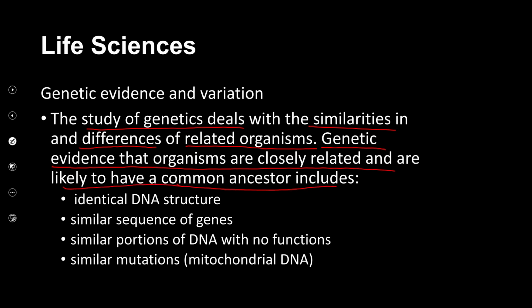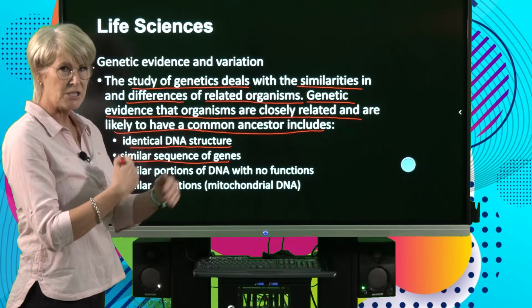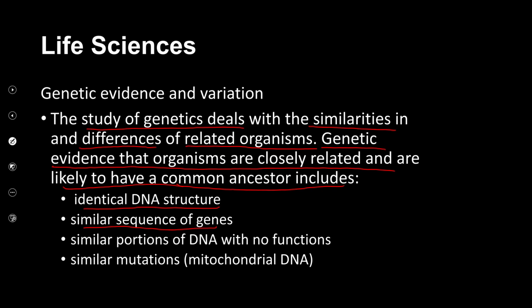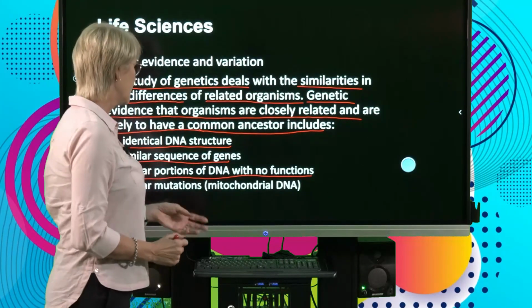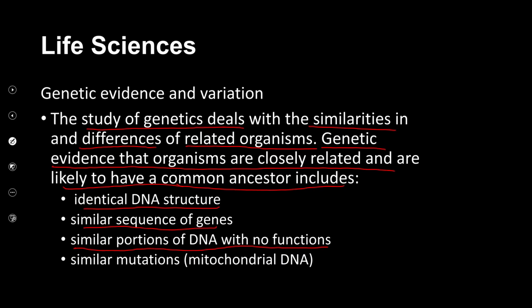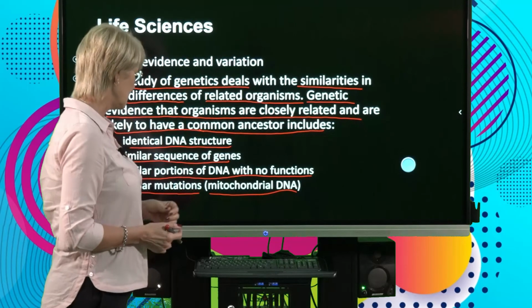Genetic evidence that organisms are closely related and are likely to have a common ancestor includes identical DNA structure and a similar sequence of the genes. In other words, the order in which their genes are found would be similar. Also similar portions of DNA with no function, that junk DNA that we learnt about when we studied DNA, which doesn't actually code for a gene. Then similar mutations, and particularly we look at mitochondrial DNA because mutations occur in it a lot quicker, and it's quite easy to see them.